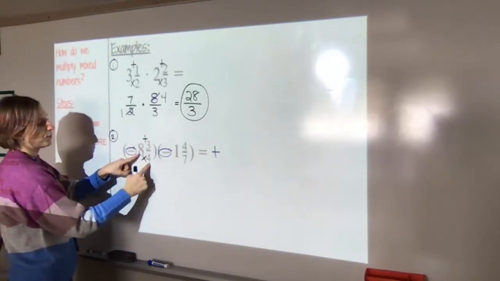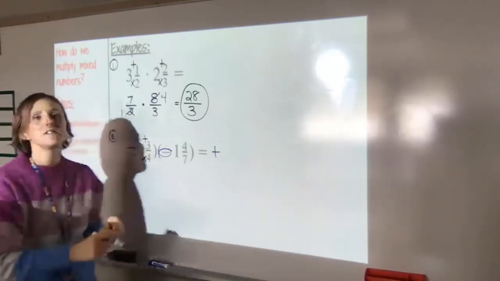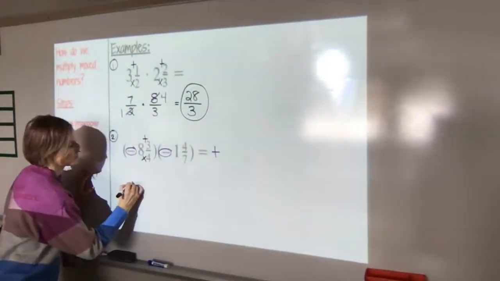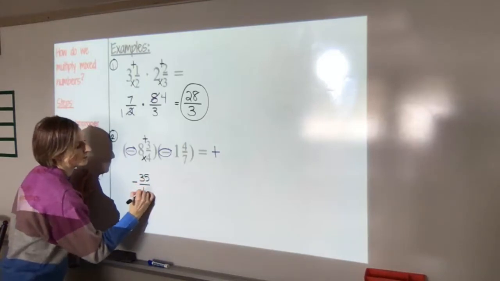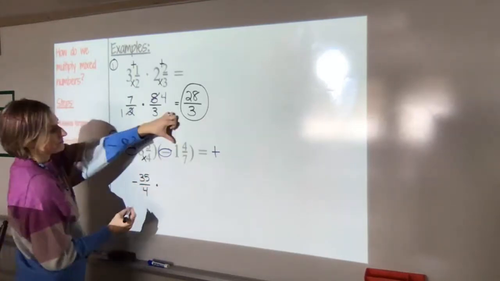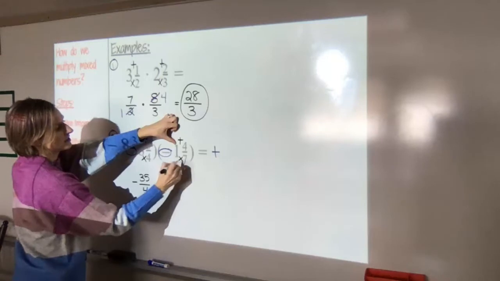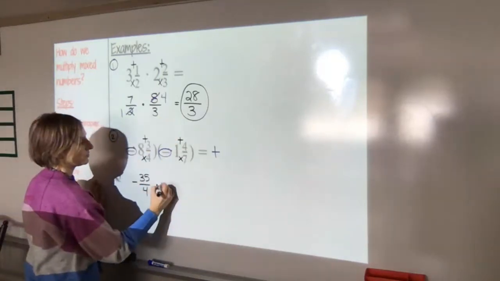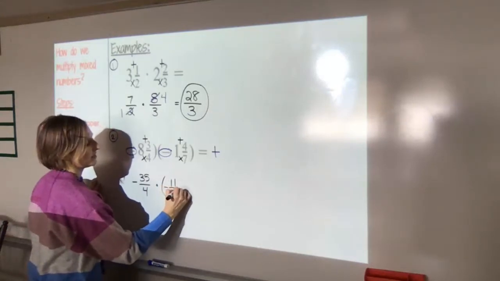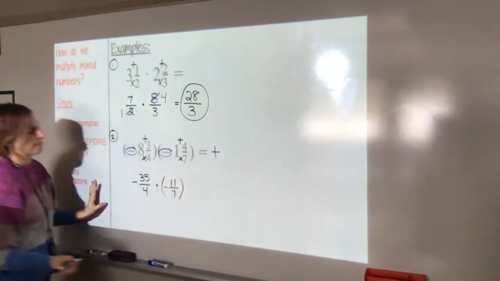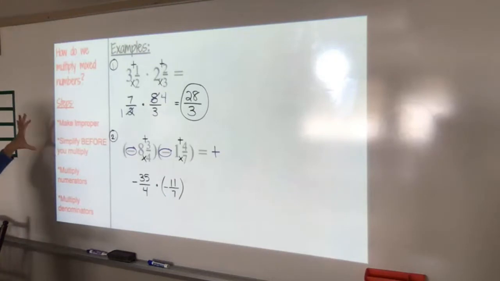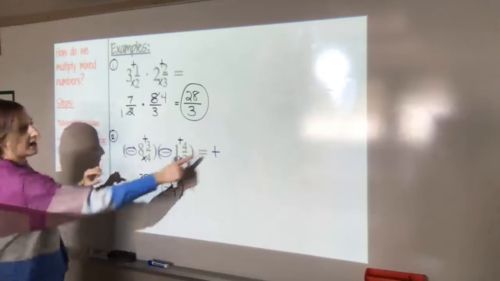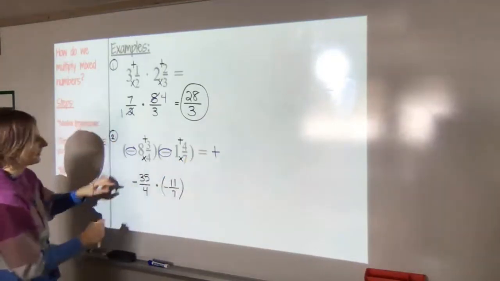So 8 times 4 is 32, plus 3 is 35/4. So this is a negative 35/4 times, do the Texas over here, 1 times 7 is 7, plus 4 is 11. So times a negative 11/7. Now we're going to simplify before we multiply. I'm just going to ignore my minuses. I already have what my final answer is going to be over there.